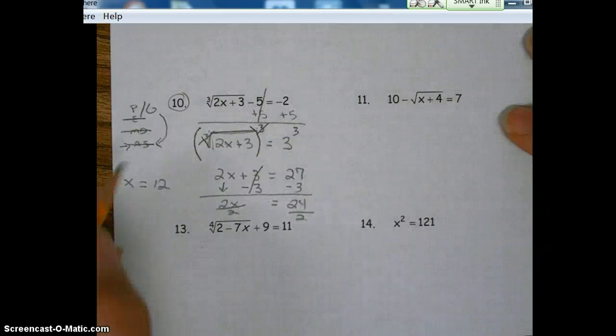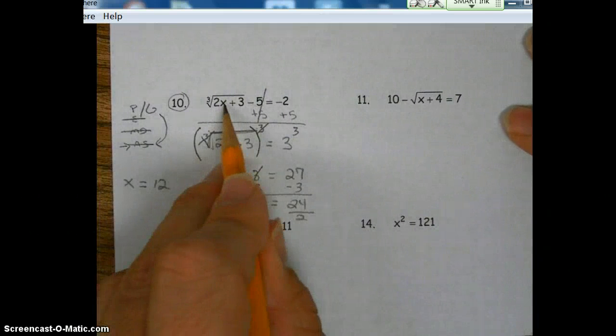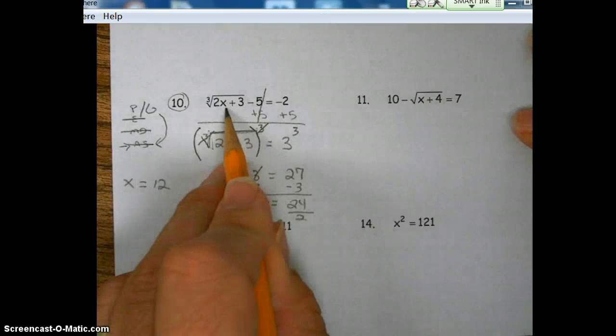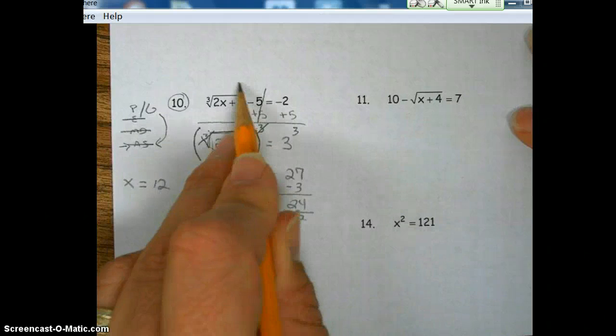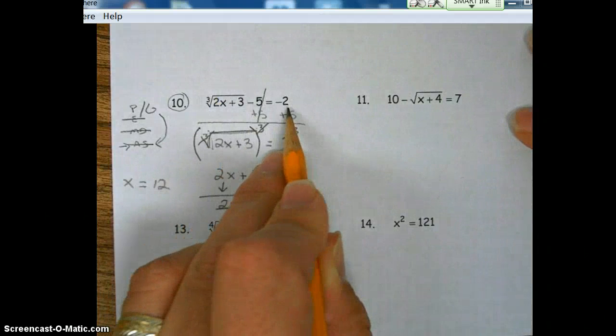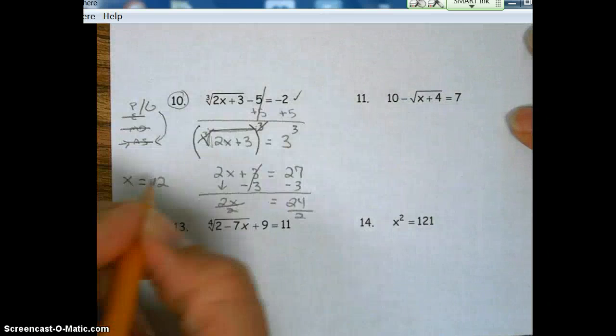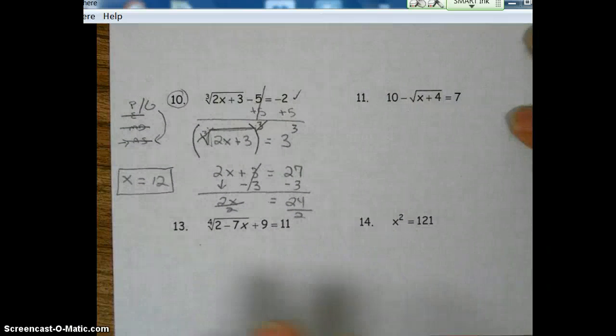So now let's see if we have the correct answer. Plug it back in. 2 times 12 is 24. 24 plus 3 is 27. The cube root of 27 is 3. 3 minus 5 is negative 2. Checks out. Correct answer. Okay? All right, let's go on to the back.